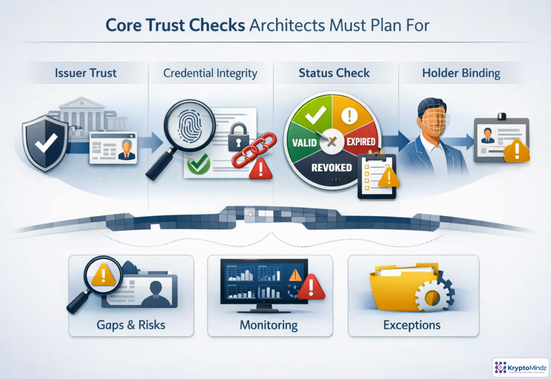Think of trust as a chain of explicit checks. Your architecture must enforce every time a credential is used. First, confirm the issuer is on an approved trust list. Next, verify signatures so the credential's contents and proofs are authentic. Then, query status to see if it's valid, expired, suspended, or revoked. Finally, bind the holder so the right person is presenting it. Each step should emit evidence for logging, monitoring, and exception workflows.